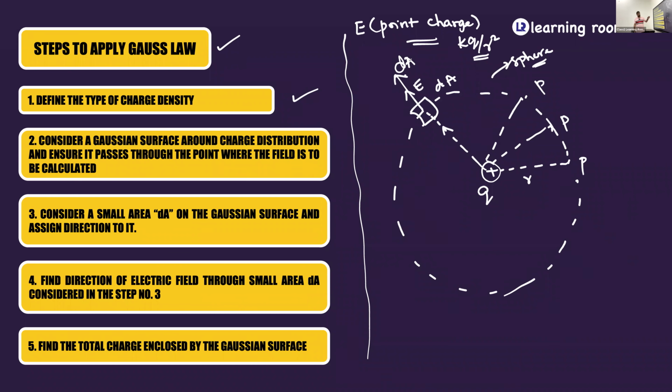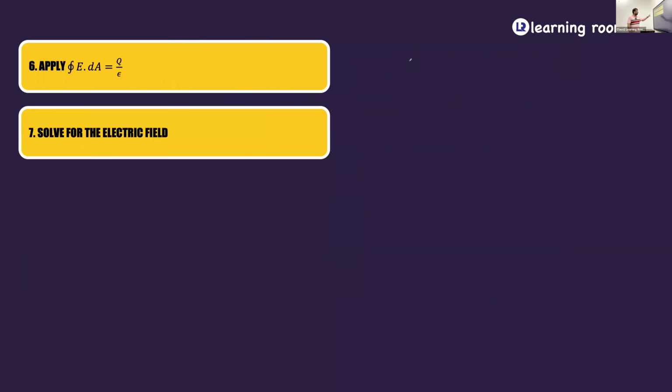Right? There are 2 more steps. The next step is applying Gauss's law: the surface integral of E dot dA is equal to Q by epsilon naught. And the last step is to solve for the electric field. These are the steps to be followed.